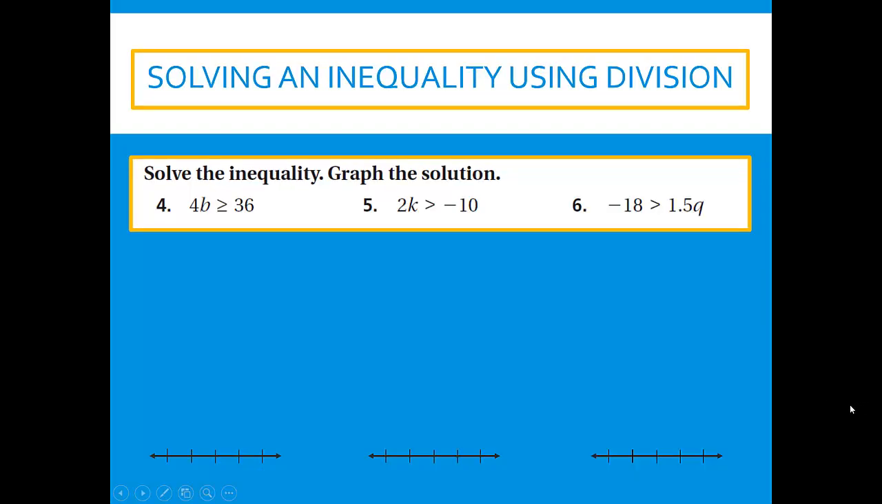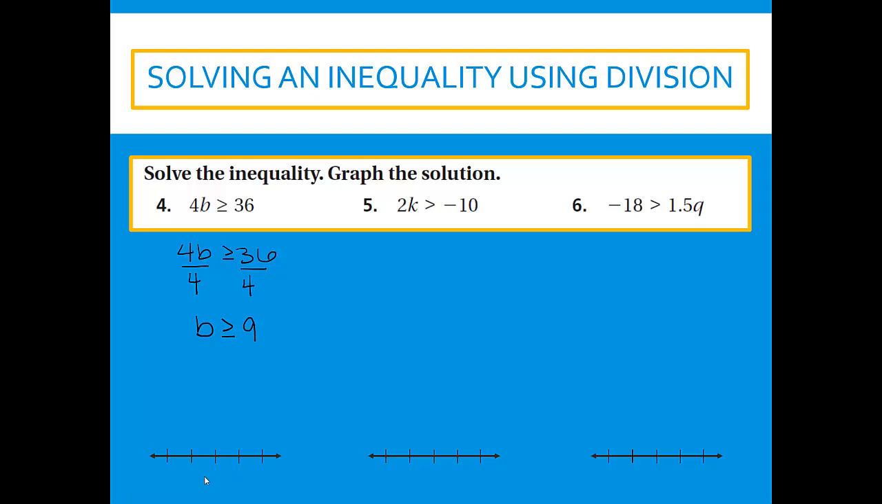Now we're going to look at solving an inequality using division. So we'll solve the inequality and then we'll graph the solution. So for number 4, we have 4b is greater than or equal to 36. Since we're multiplying 4 times b, we need to divide to solve. So we'll divide both sides by 4. So we have b is greater than or equal to 36 divided by 4, which is 9.